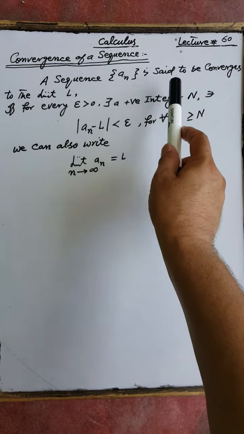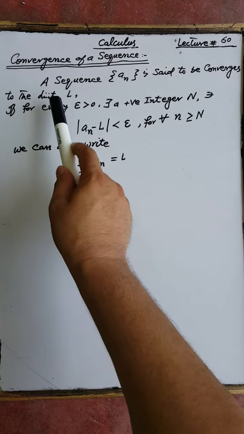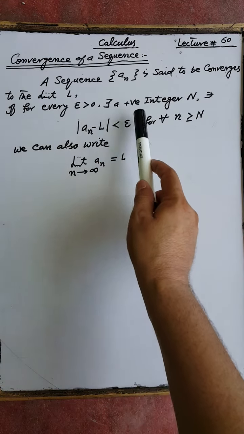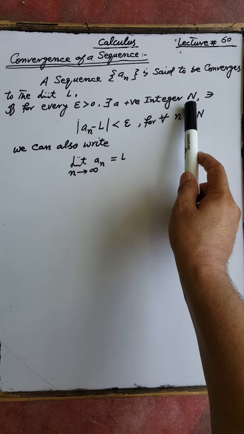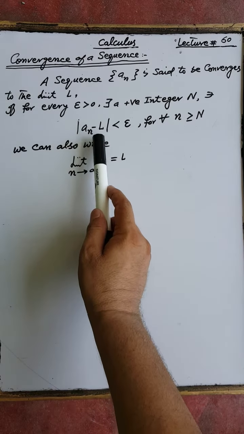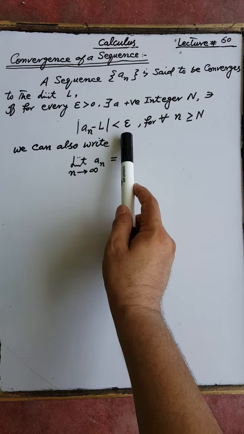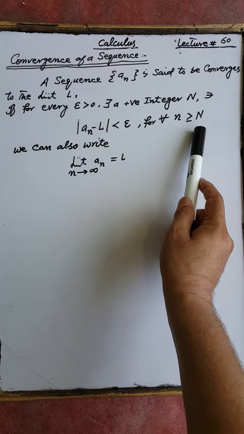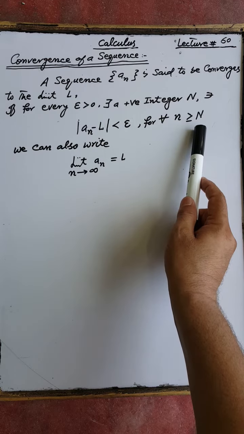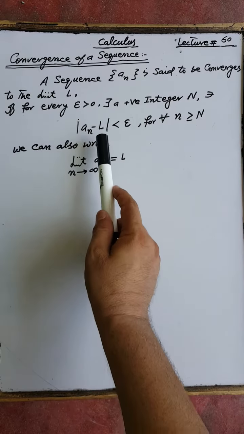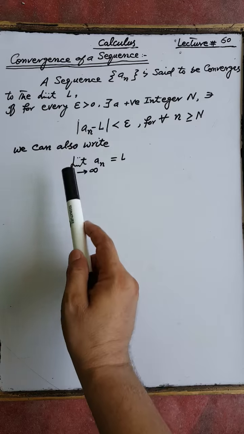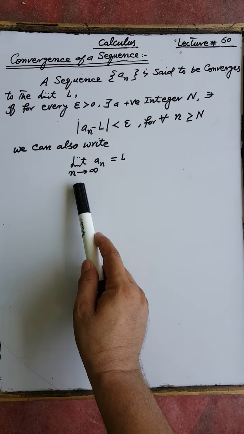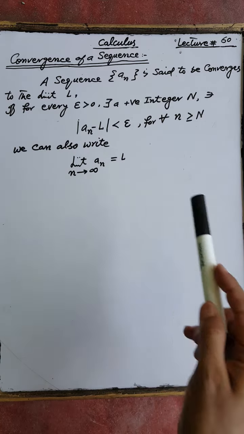A sequence a_n is said to converge to the limit L if for every epsilon greater than 0 there exists a positive integer N such that |a_n minus L| is less than epsilon for each n greater than or equal to the positive integer N. We can also write this symbolically as the limit of the sequence a_n when n tends to infinity is equal to L.